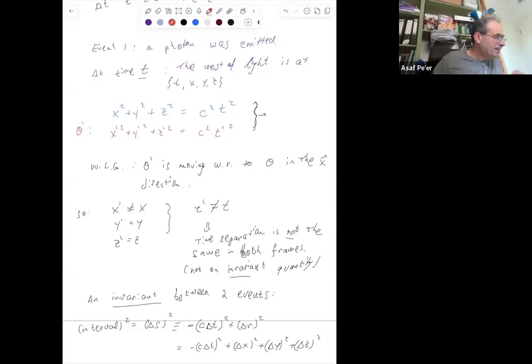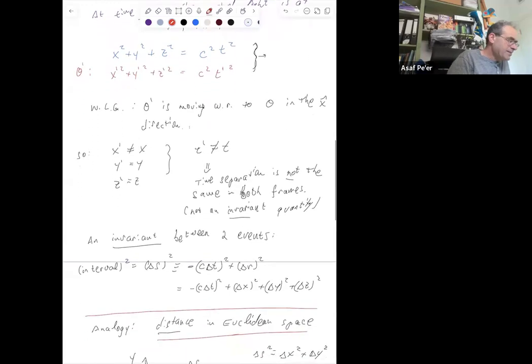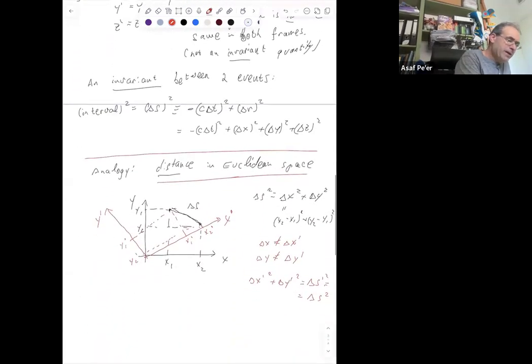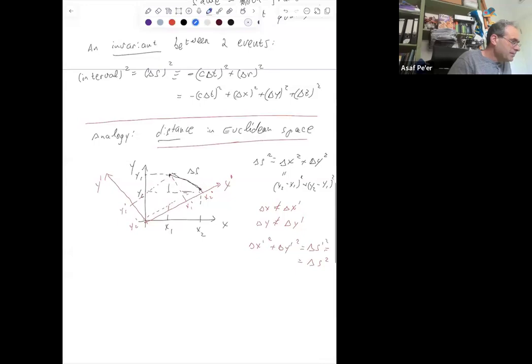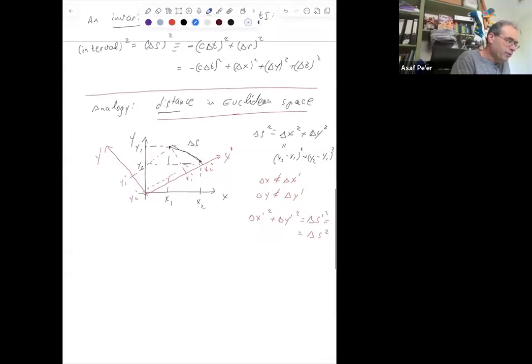Okay. So we say that the distance in Euclidean space is invariant under rotation of the coordinate system.